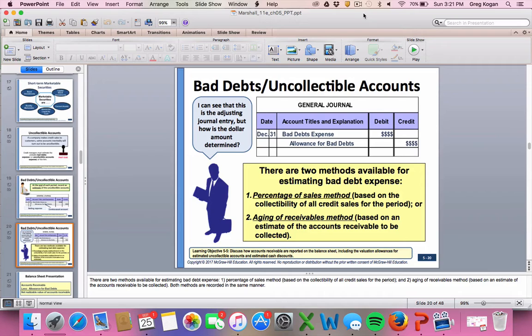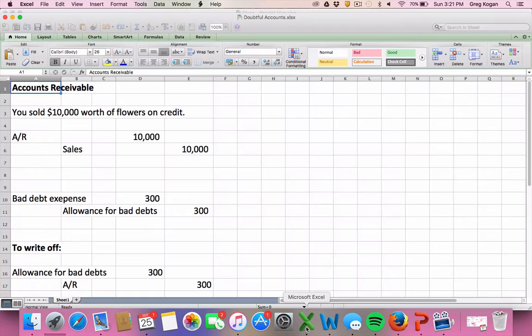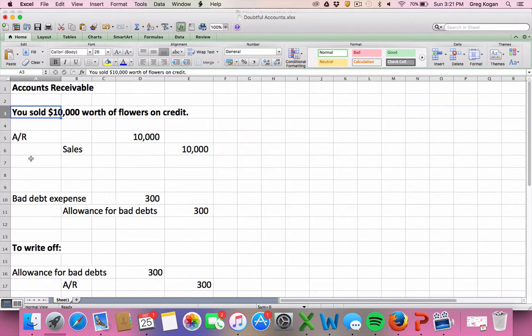So that's where it comes from, and the idea is essentially when we have a transaction. Let's go back to our flower shop. For example, say you sold $10,000 worth of flowers on credit. What you do is you book a debit to accounts receivable for 10,000, and a credit to sales for 10,000. But this was on credit, so they're going to pay you, say, in the next 30 or 60 days.